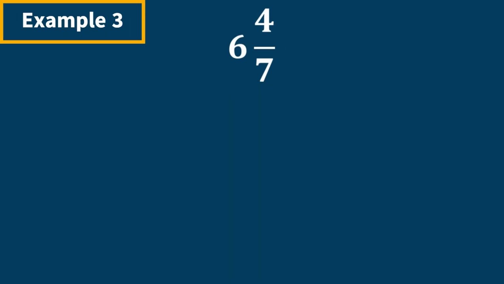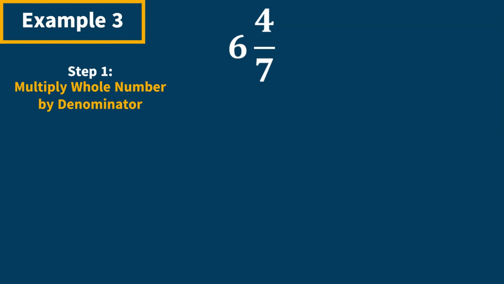Example number 3, we have 6 4/7 and we want to write this as an improper fraction. Step 1, we multiply the whole number with the denominator. So we're going to multiply these two numbers. 6 times 7 is 42.